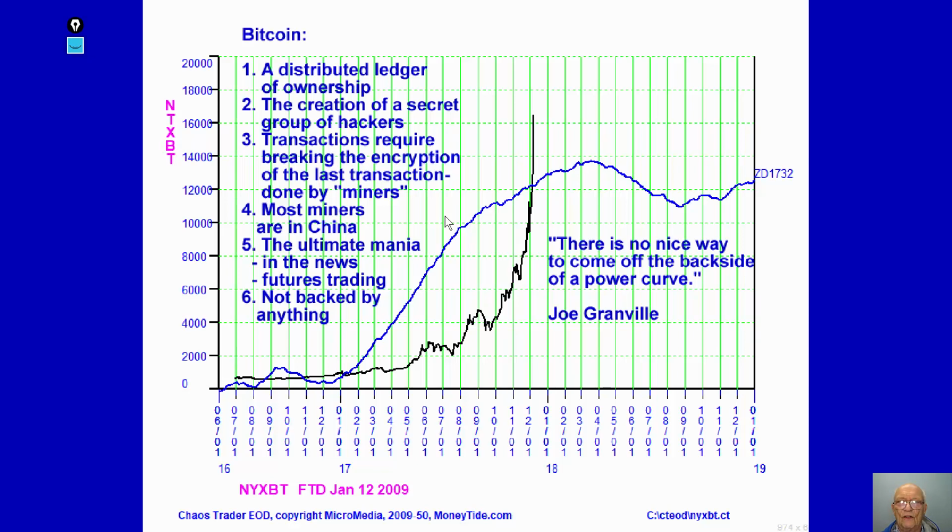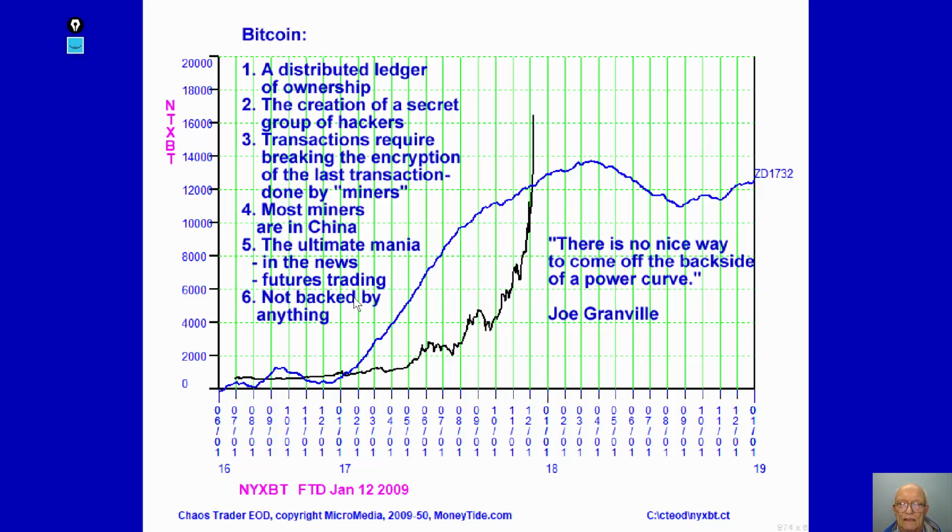Hey guys, there is no free lunch. This is a sign of a mania. If you look at this in technical analysis, it's called a power curve. Bitcoin is not backed by anything. Stock is backed by the earnings of the company. Futures, like grains, are backed by physical product. Currencies, real currencies, Bitcoin is not a currency. It is a computer file that any miner can change if he can crack the code.